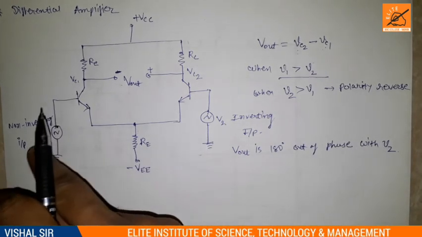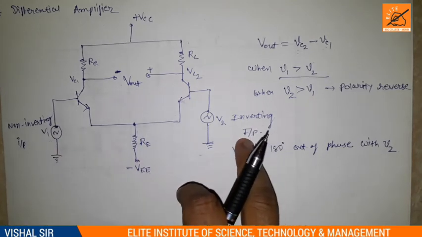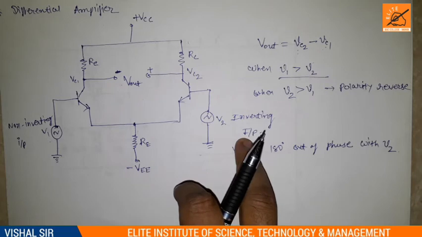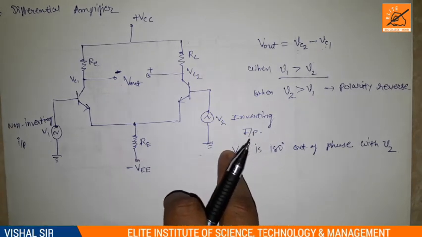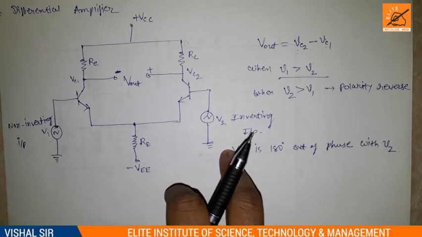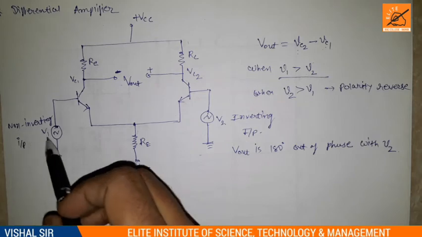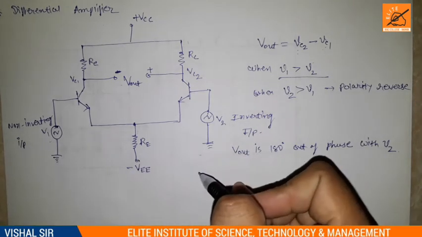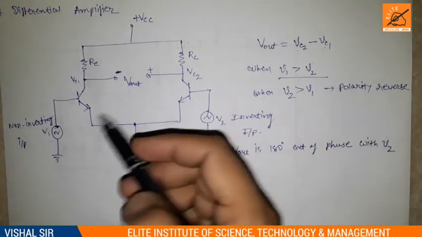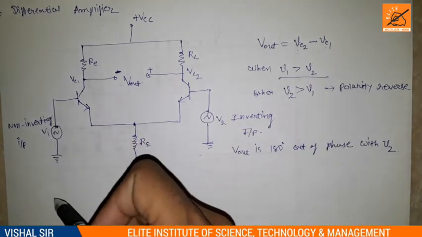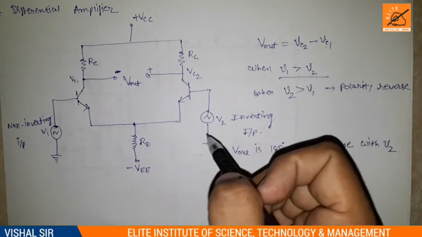Two inputs are there, one is the non-inverting input and another one is the inverting input. When we are using this type of inputs, we can use only one input at a time as per our requirement. For example, in some applications we can use only the non-inverting input with the inverting input connected to ground. In some other circuits we can use the inverting input with the non-inverting input connected to ground, and in some other circuits we can use both the inputs.